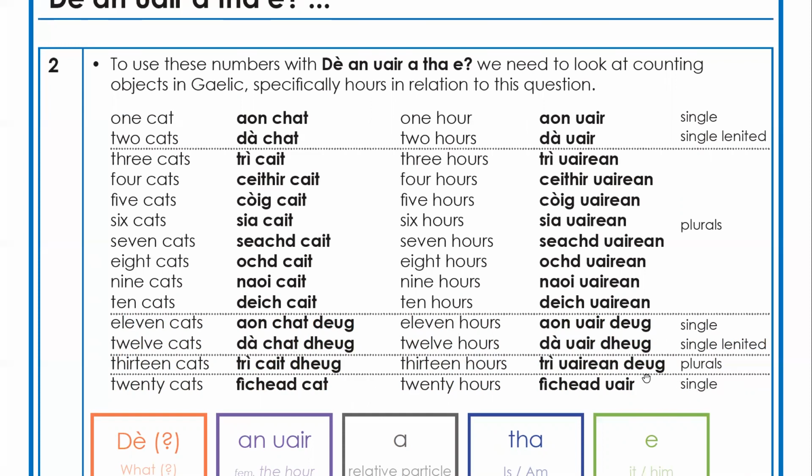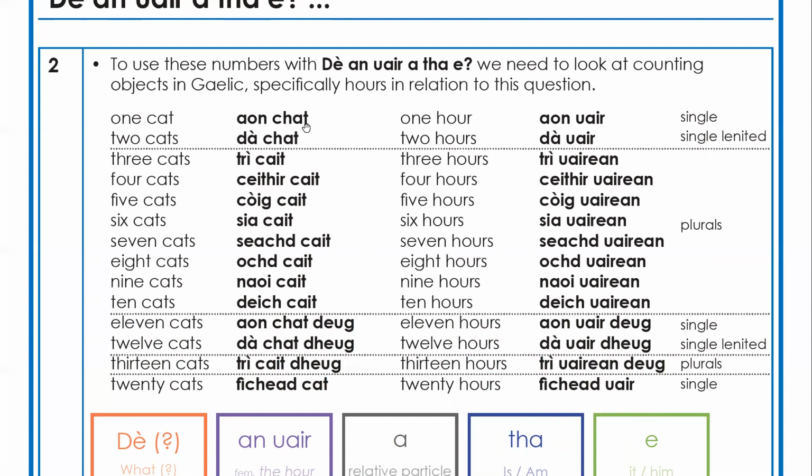And then the last thing to note here is that fichid also takes a singular, and that's the same as 100, 1,000, 1,000,000, the kind of milestone numbers, as it were, which take the singular. So fichid uair, 20 hours.